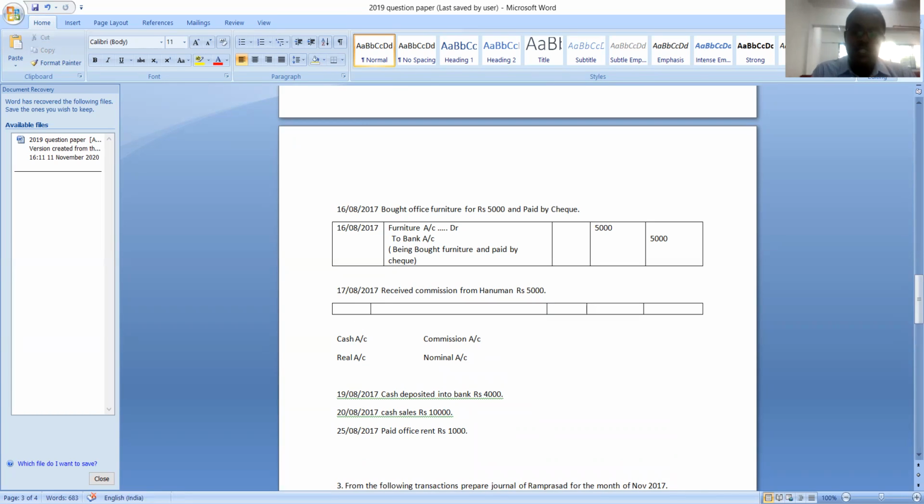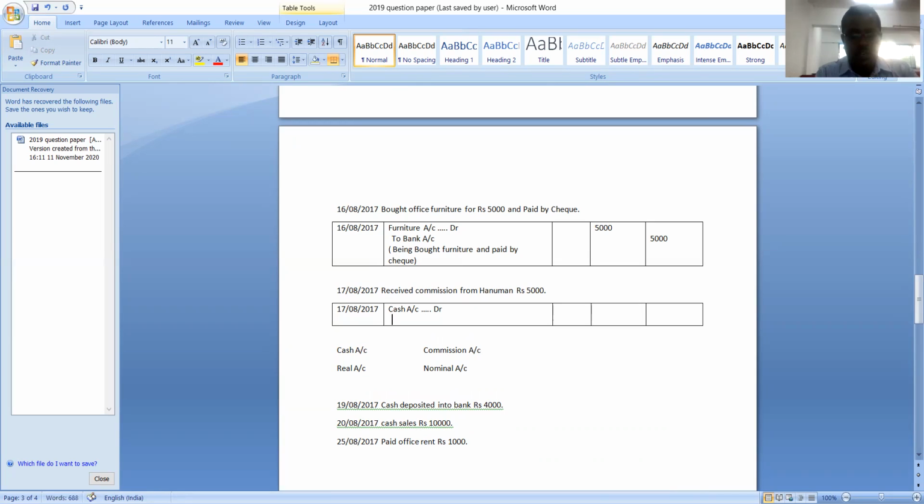Now, one is cash account and another one is commission account. Now we should decide which account should be debited and which account should be credited. Received commission. So here cash is coming into the business. What is the rule of real account? Debit what comes in. So received commission in the sense cash comes in. Which account should be debited? Cash account should be debited. And which account should be credited? Commission account should be credited.